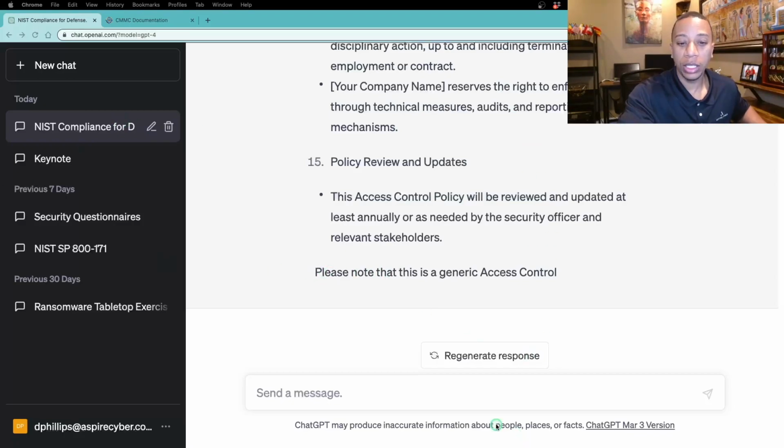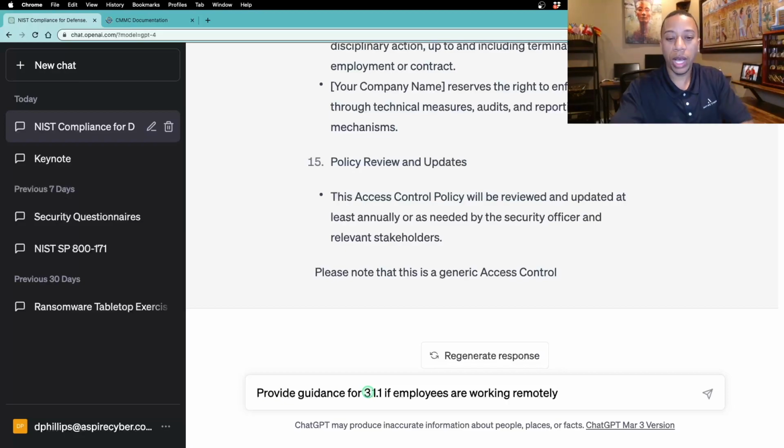Now we're back in ChatGPT. So I know many of you maybe are working from home remotely. We're not in the office. So let's see if ChatGPT will give us some additional guidance for making sure that we're satisfying this practice for remote workers. Provide guidance for 3.1.1 if employees are working remotely.